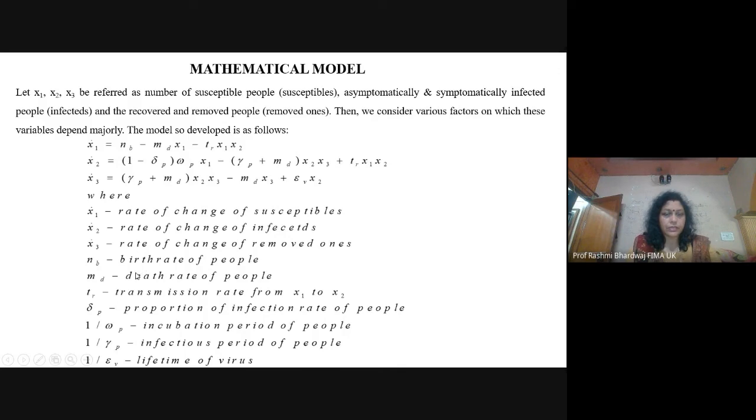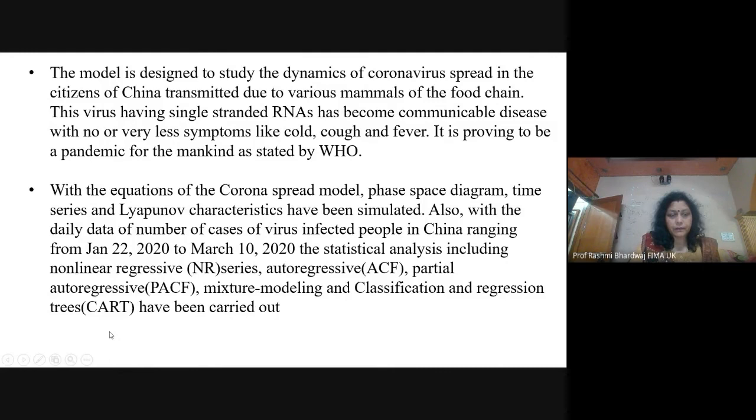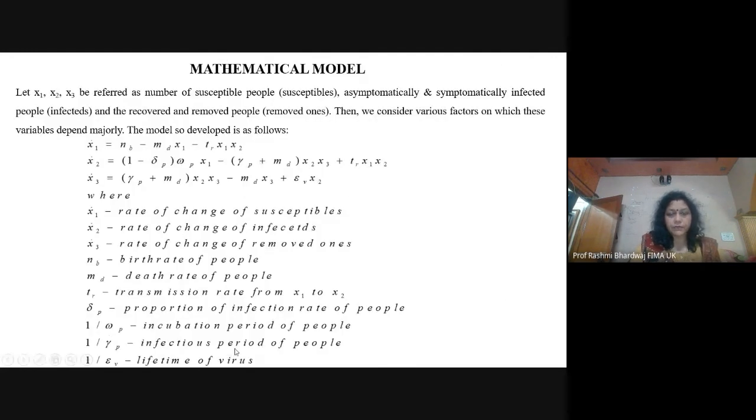MB dot is the birth rate of the people, meaning here the people who are going to be infected. MD dot is the death rate of the people, which shows the removal. TR is the transmission rate from X1 to X2. Delta P is the proportion of infection rate of people. 1 by omega P is the incubation period, which in the journal we are using as 14 days. 1 by gamma P is the infection period of the people, and this is the lifetime of the virus.